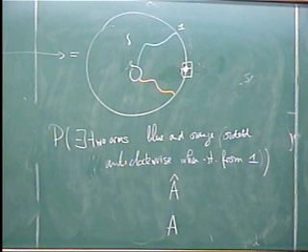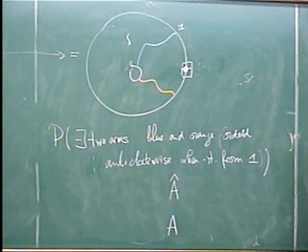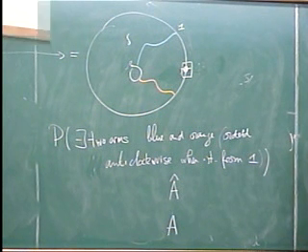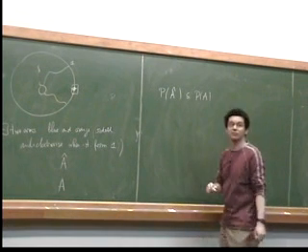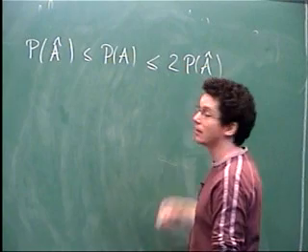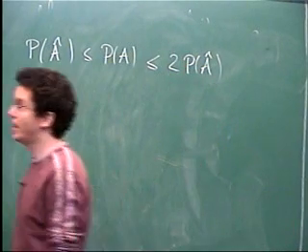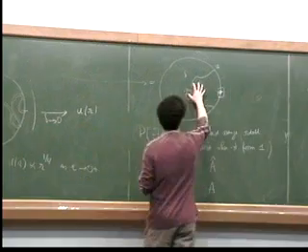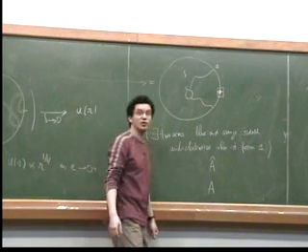So it's quite clear, of course, that the probability of A hat will be smaller than the probability of A, which itself would be smaller than 2 times the probability of A hat. Because if A holds, then either you have this picture or you have the picture with the orange one before the blue one.